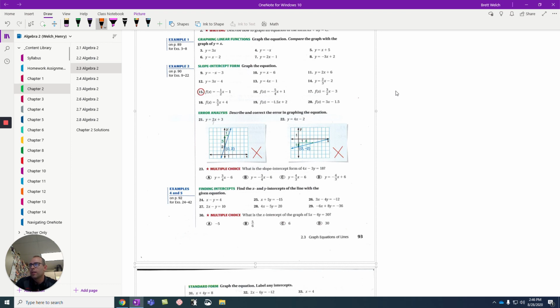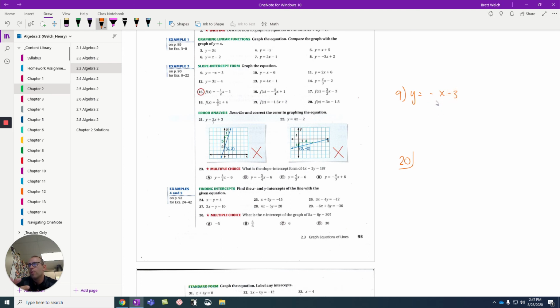But let's take a look real quick at number 9, just to make sense of it, and then we're also going to take a look at number 20. It has a unique problem that I think is worth talking about. Number 9, y equals negative x minus 3.